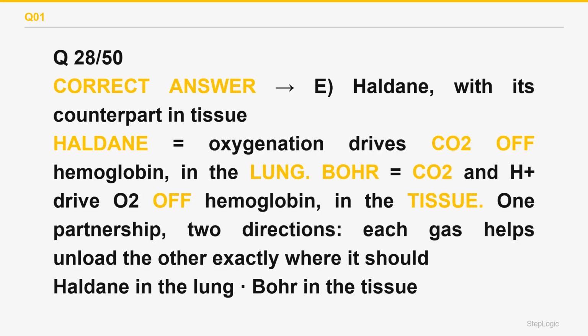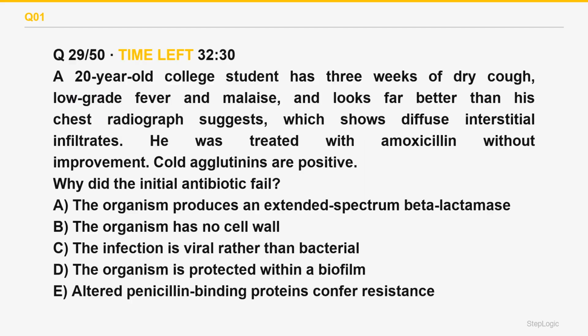Bicarbonate leaving the red cell in exchange for chloride. But that is about carbon dioxide transport chemistry, not about affinity coupling. If you see oxygen binding that pushes carbon dioxide off hemoglobin, lead to think Haldane in the lung.